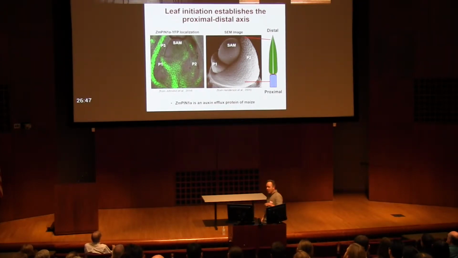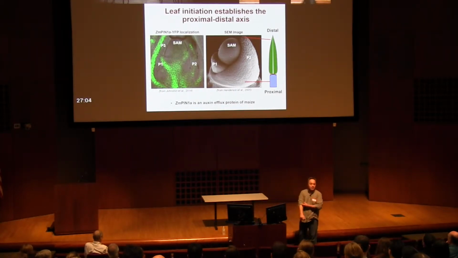But they're initiated from the shoot apical meristems. This is an SEM I did many years ago of a 14-day-old seedling, ripped off all but two of the leaves. We see two leaf primordia. And like in most other studied organisms, I think everyone that's been studied in plants so far, initiation of leaves in maize is correlated with localization of auxin transport proteins.